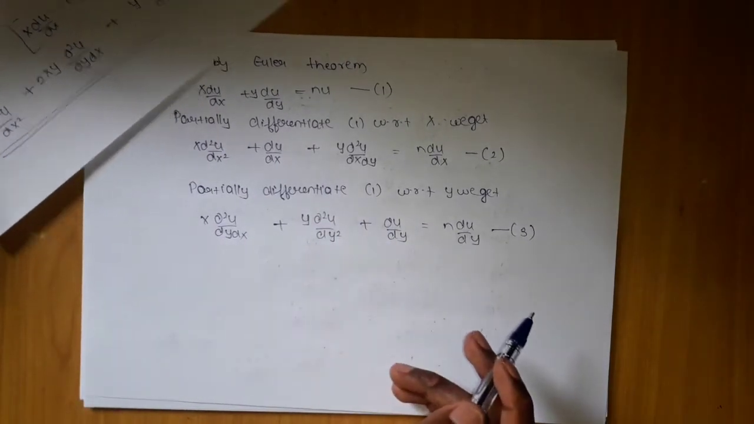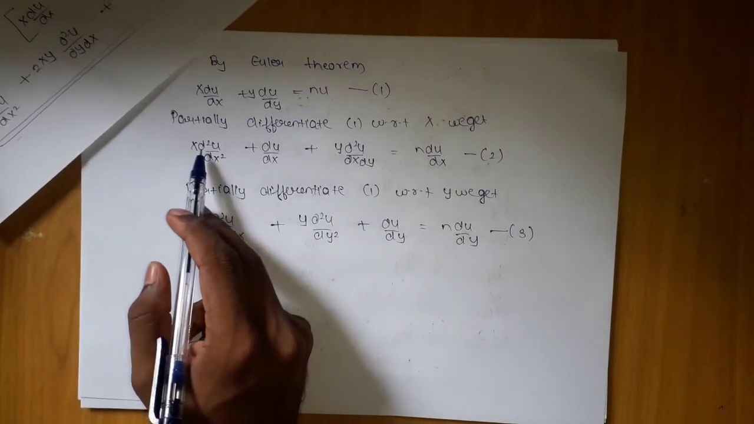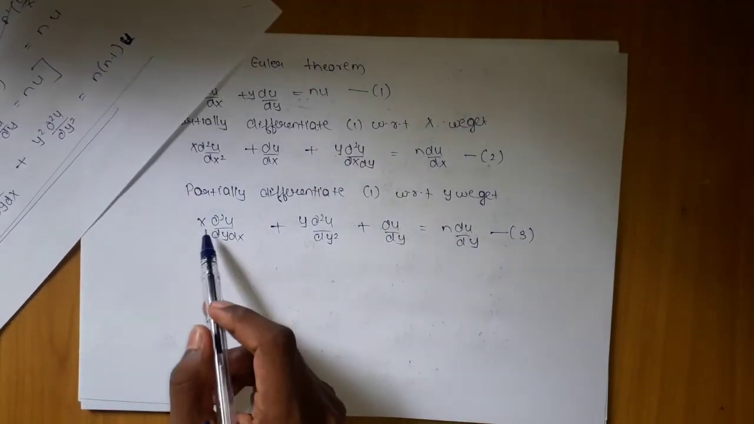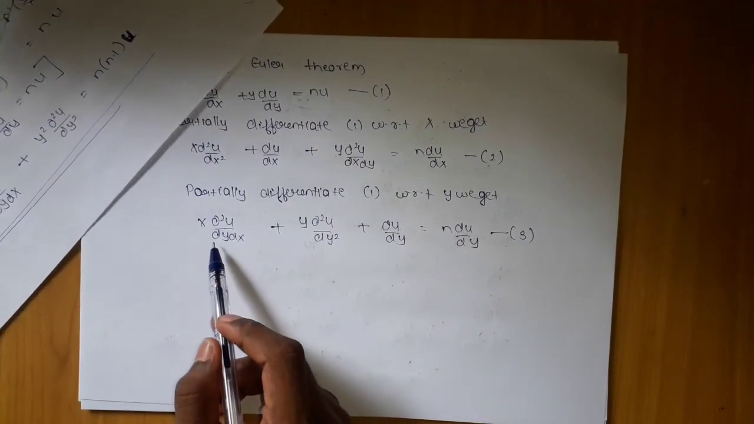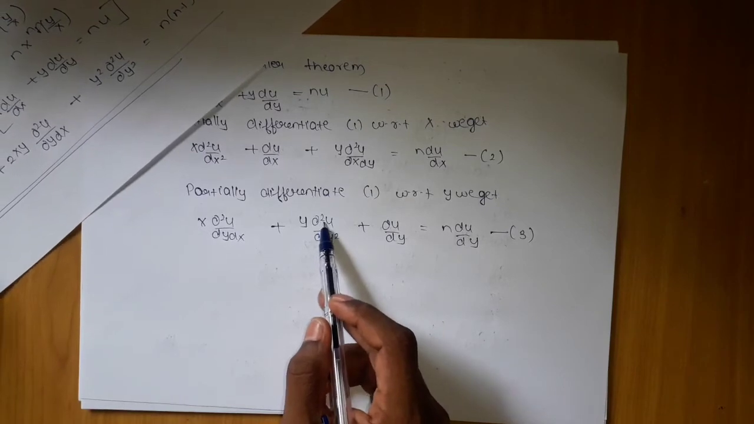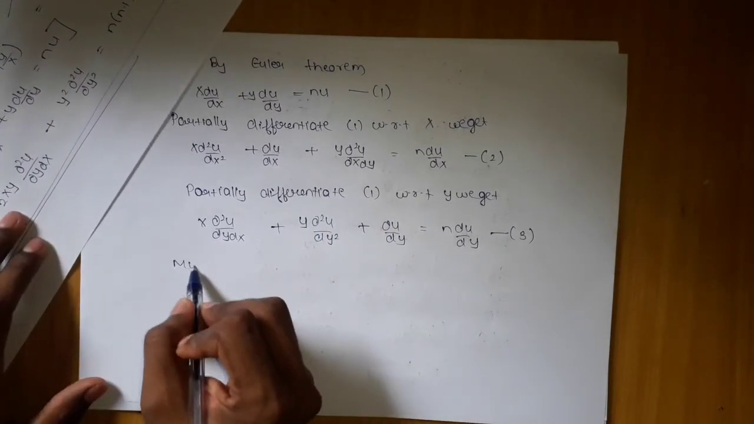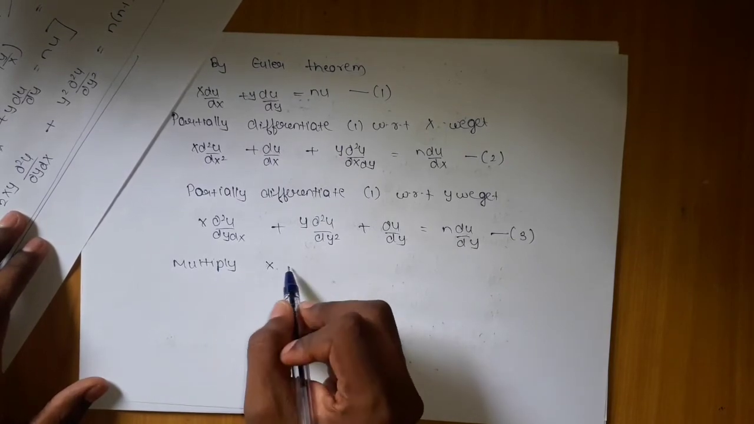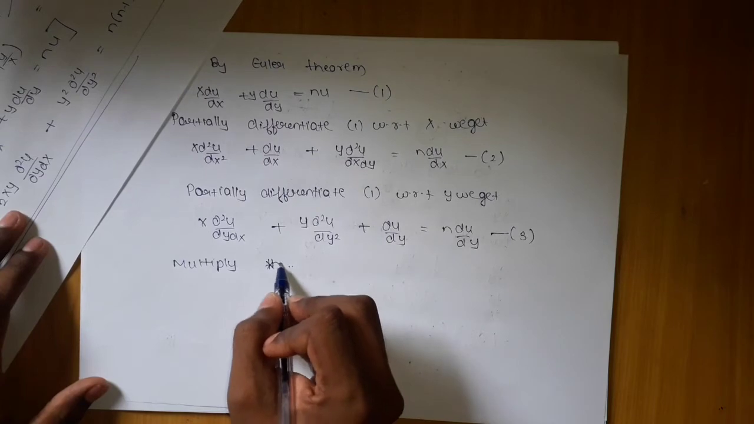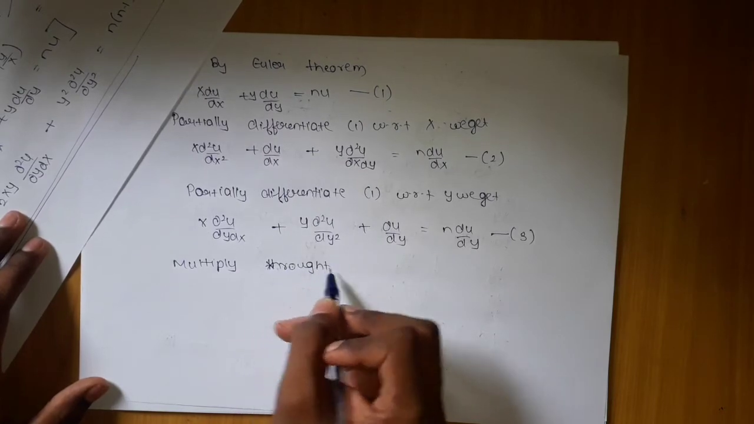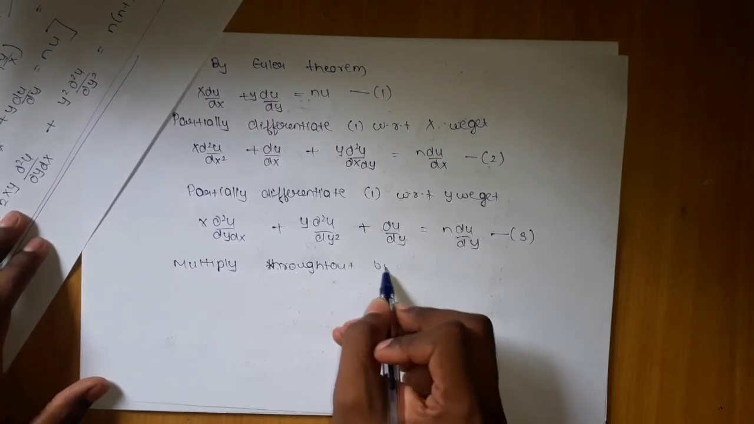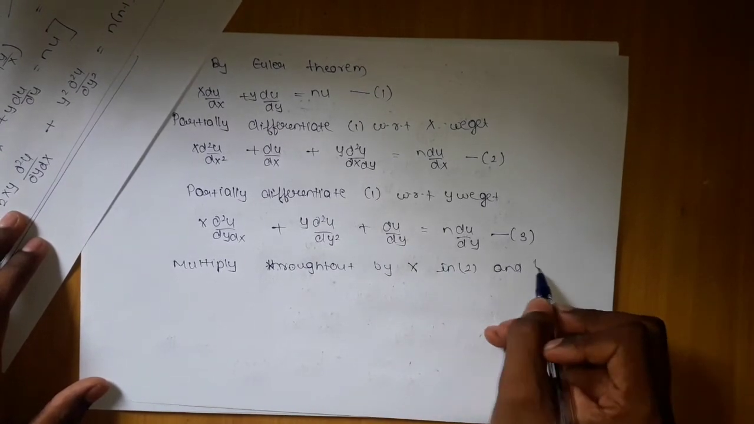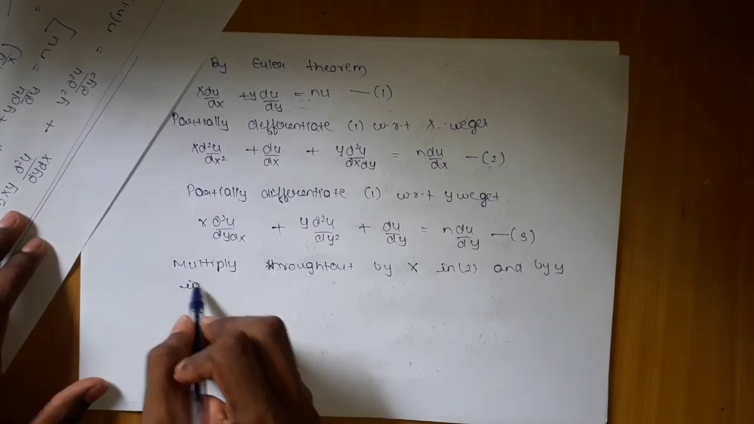So what we are going to do is multiply here by x, then we will have x square in dou square u by dou x square, and similarly here we multiply by y, so that we have y square with dou square u by dou y square. So multiply throughout by x and by y in 3.